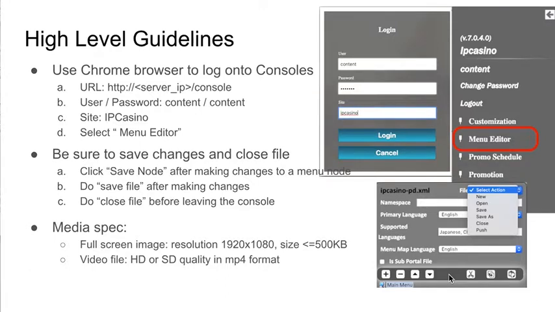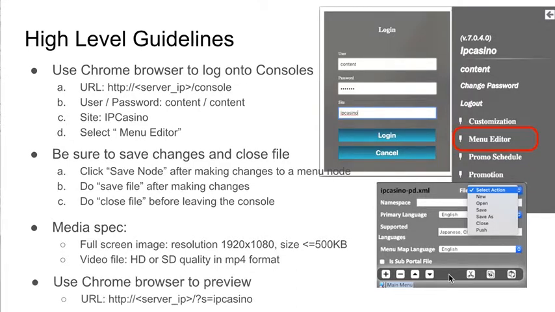And media specs. For a full screen image, the ideal resolution is 1080p, which is 1920 by 1080. Size should be 500 kilobytes or less. For the video file, ideally high definition quality, though SD is fine, in MP4 format. It's also useful to use the Chrome browser to preview the content.